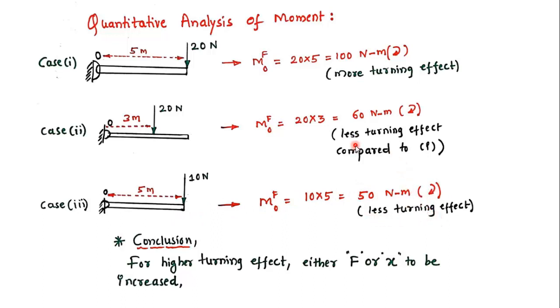So what we understand from this simple calculation is that if we want to have higher turning effect, if we want to rotate easily, we can either increase force F or we can increase x, or both of course. But in most of our applications, we don't have a provision where we can increase F. So what generally is done is x is increased. This perpendicular distance x is increased in many applications, and thereby we can have a higher turning effect.